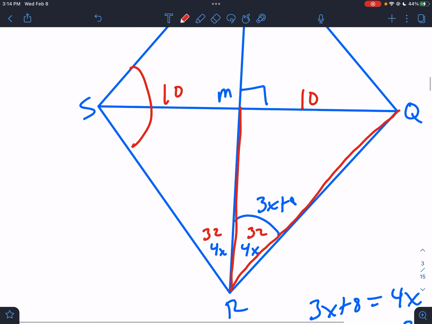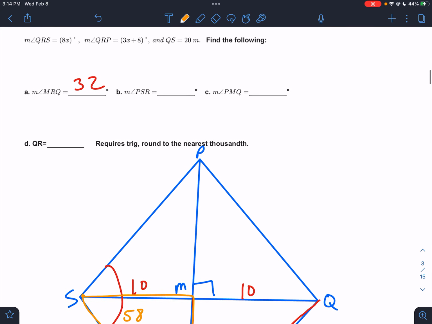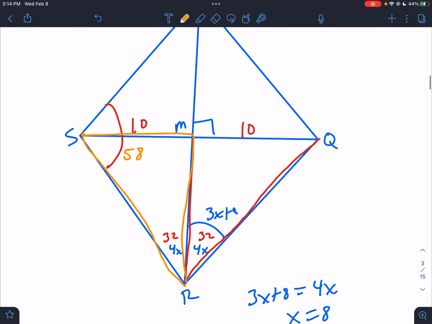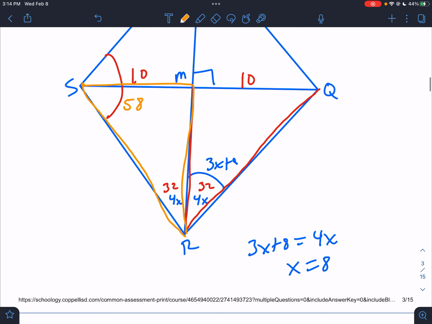There's a couple of ways to get this. I'm going to talk about both ways. The first way is we know that we have a right triangle. So this is a right triangle where you have a 32. So we know that 90 minus 32 is going to be 58. So you could know that half of it is 58. So PSR, the whole thing, is going to be 116. That's one way you could do it.